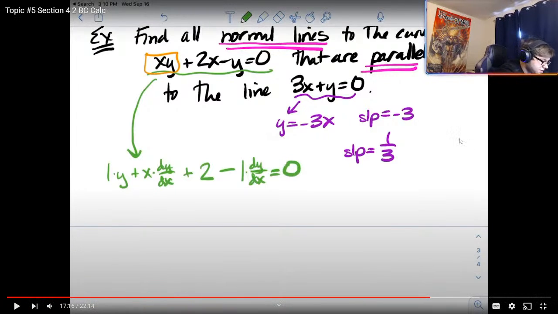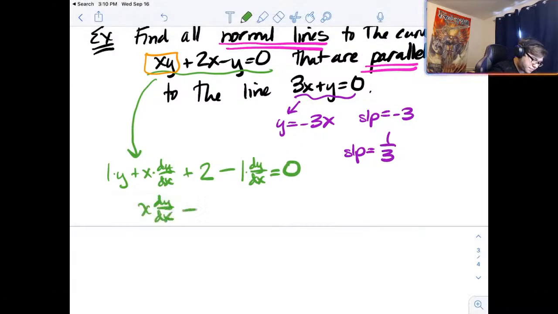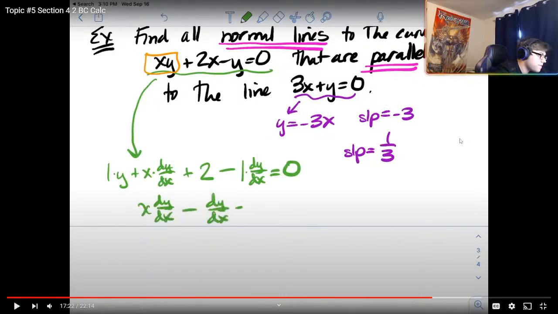One second. Now if we organize our equation so the dy dx terms are all on the same side. Okay.